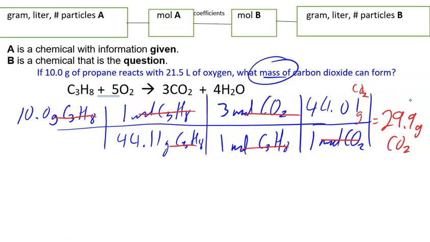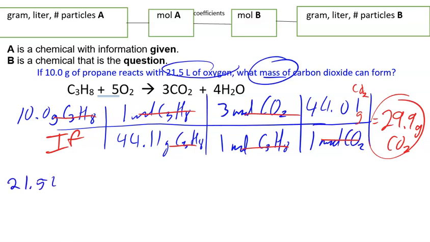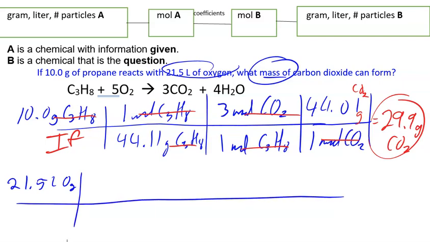What does that mean? Well, if we use up all this propane, then this is the maximum amount we can make. But we don't know if we use all of it up. So we got to start all over again with the second one, which is going to be liters of oxygen. So I'm going to have the 21.5 liters of O2. And again, we're going to go through the 4 boxes. So we're going to have 22.7 liters, 1 mole of O2. And it cancels this way.